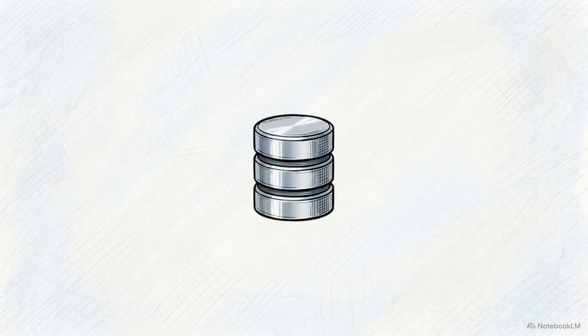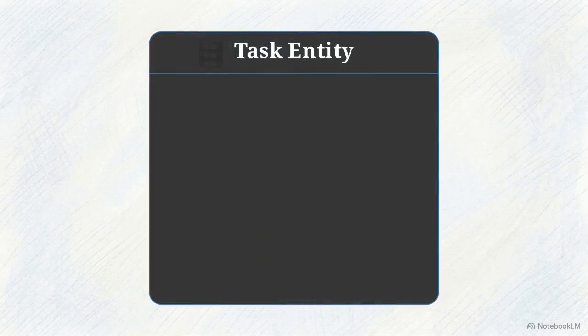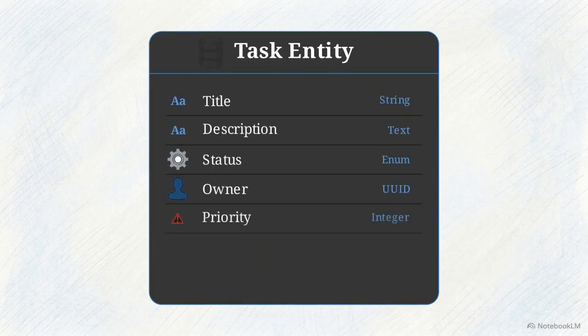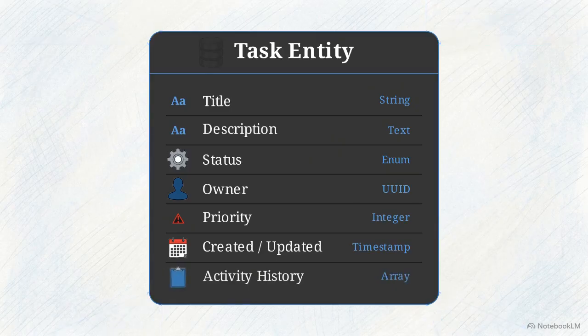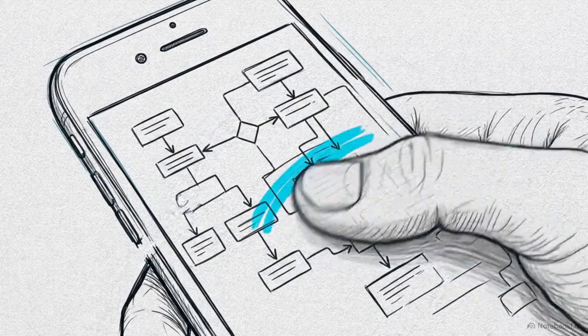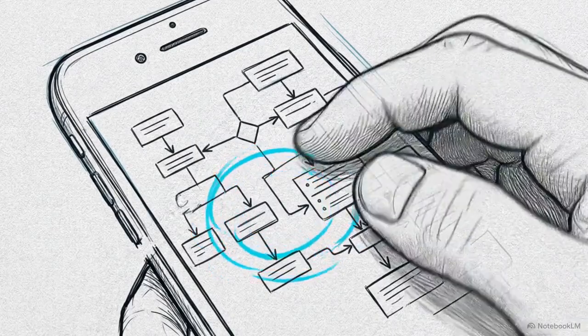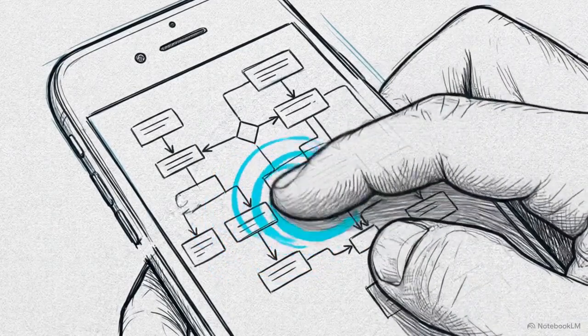To prevent weak database and API design down the line, we list out the exact fields. Every task must store a title, description, status, owner, priority, and activity history. Mapping out user experience edge cases and database architecture creates a system designed for the unpredictability of actual human usage.